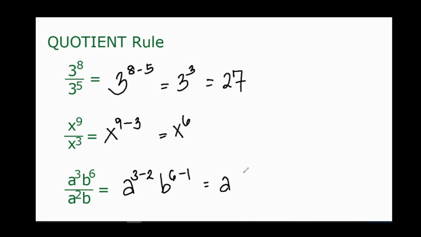Now, for b, we have b raised to 6 minus 1, and that is equivalent to b raised to 5. And that's it. Again, for the quotient rule, subtract the exponents of those numbers or variables with the same bases. And that's it. Thank you.